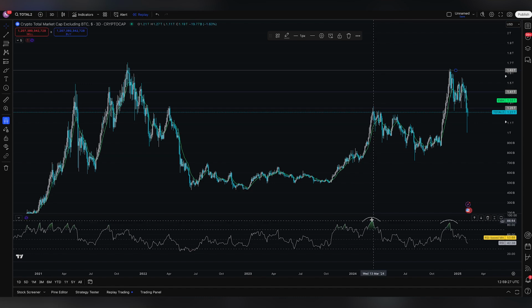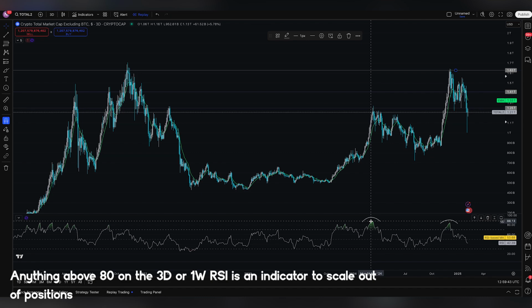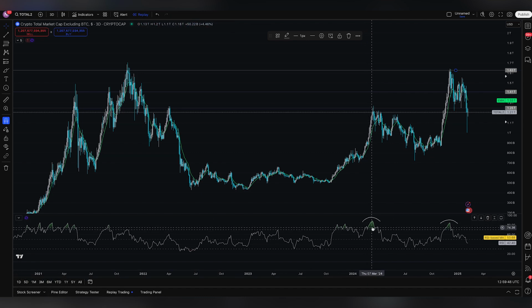And you know that at this point, a lot of retail will be interested in the market, right? They will be interested in buying, which is basically why Total 2 has had this massive run. Anything above 80 on the 3-day or the weekly RSI is for me to scale out of long-term positions. It does not make any sense for me to be buying here, at least for longer term.